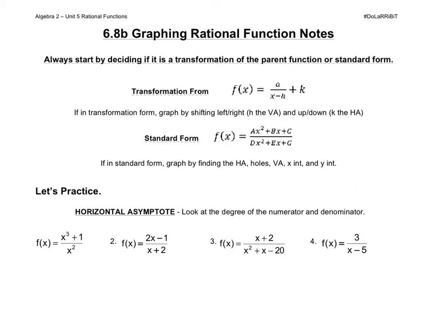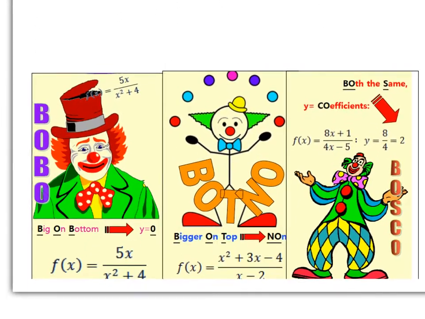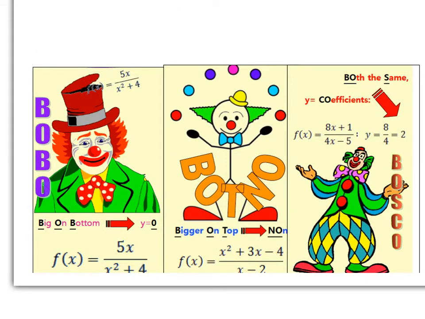So in order to be graphing that, you have to find the horizontal asymptote, the holes in a function, and that's a new term, a vertical asymptote, an x-intercept, and the y-intercept. So let's go ahead and start with horizontal asymptotes, and let's focus on finding horizontal asymptotes in a standard form. To do that, I would like you to meet our three clowns, Bobo, Butno, and Bosco.